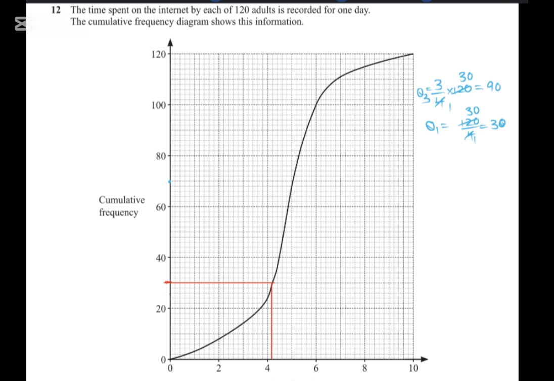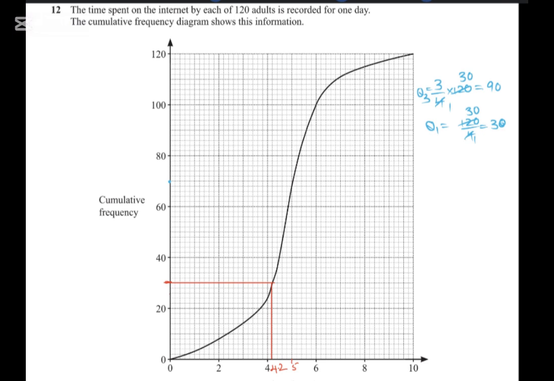Now each of these 10 divisions is two numbers. So each division is 0.2: 4.2, 4.4, 4.6, 4.8, 5. This is 5, so this is 4.2. So we got Q1.